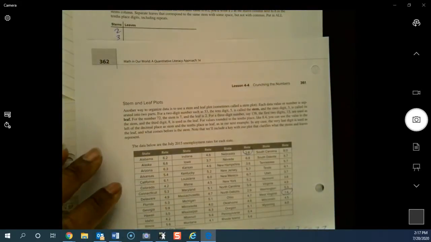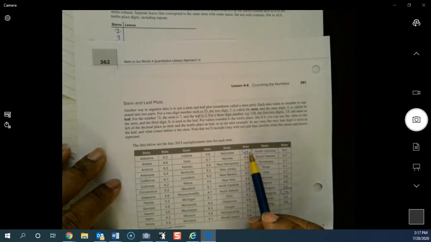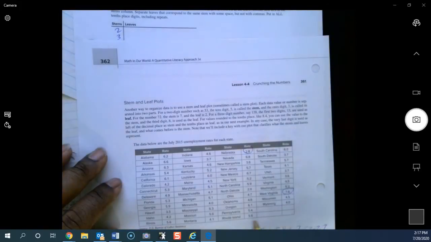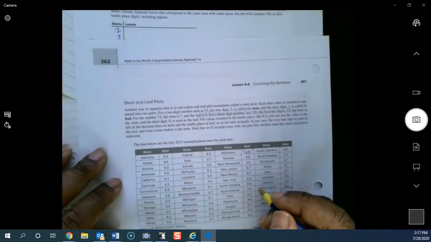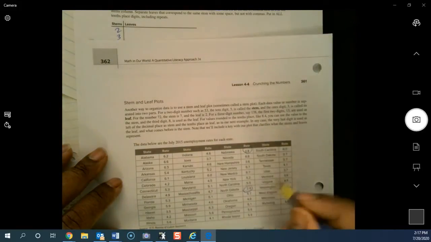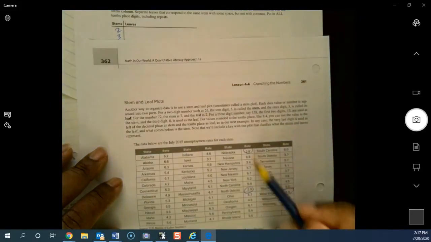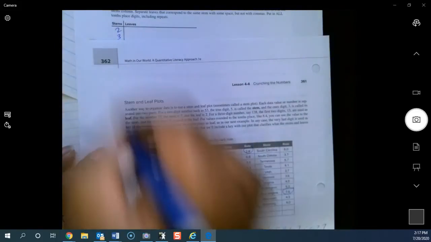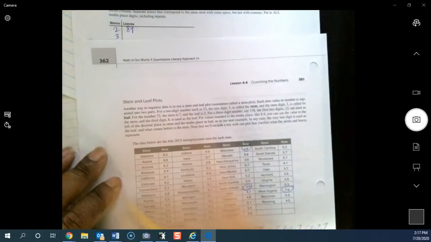So we will go here. We have this 2.8, and it should be another one here. And we have 2.9. These are the only 2 values that have a 2 in the ones place. You know, it's 2.8 and 2.9. So we'll write 8 and 9 here.